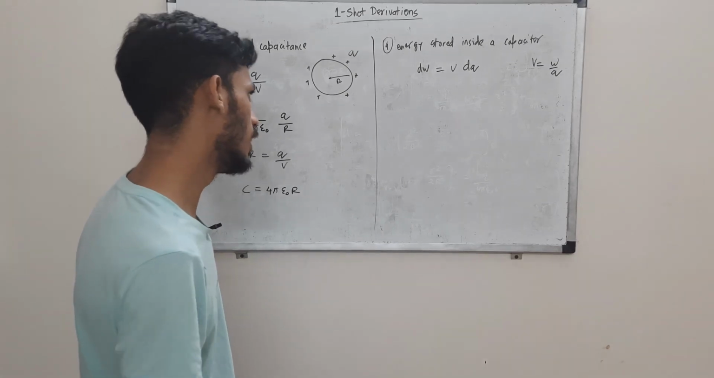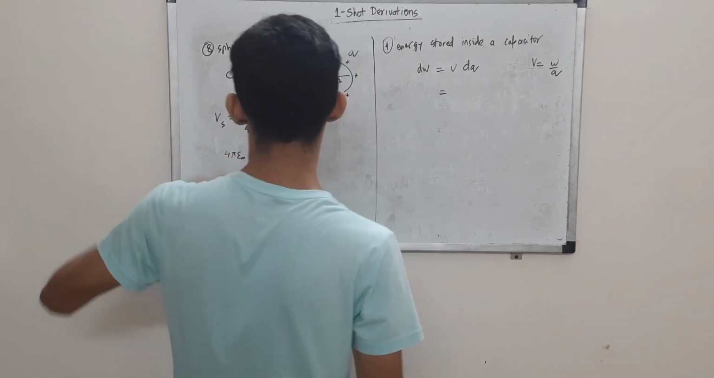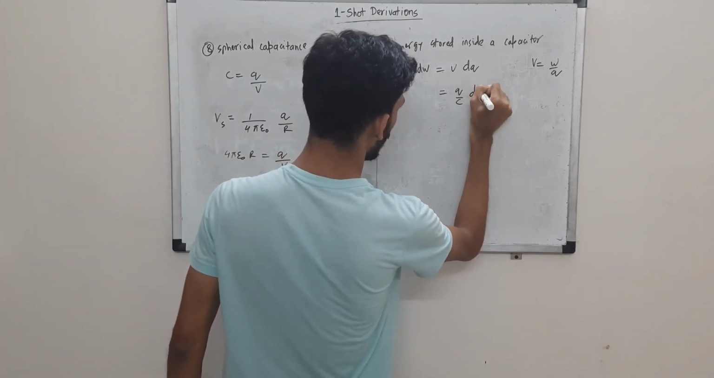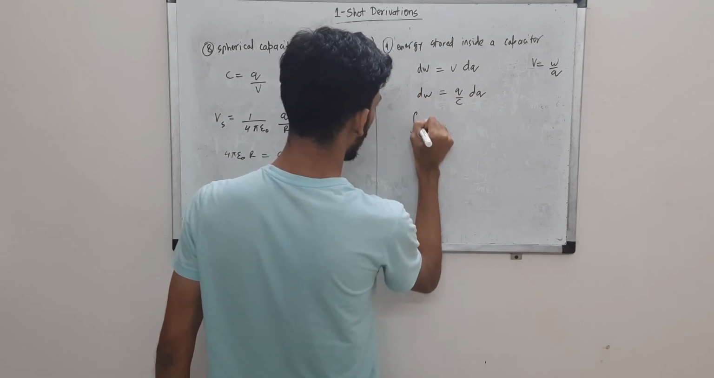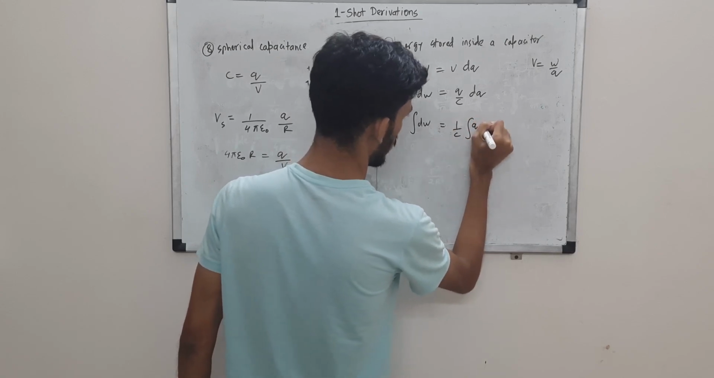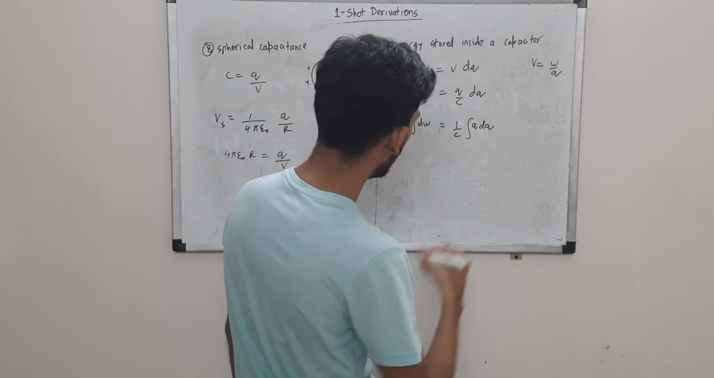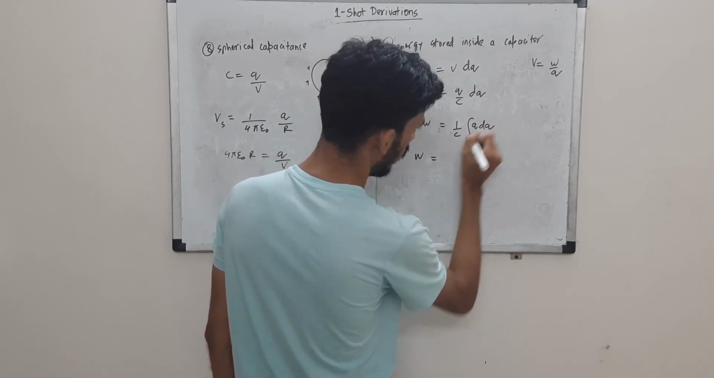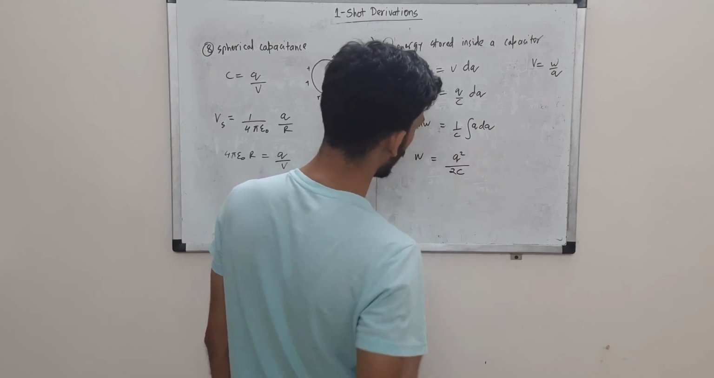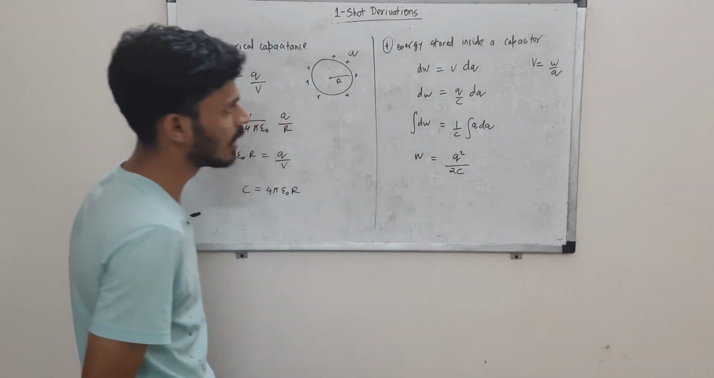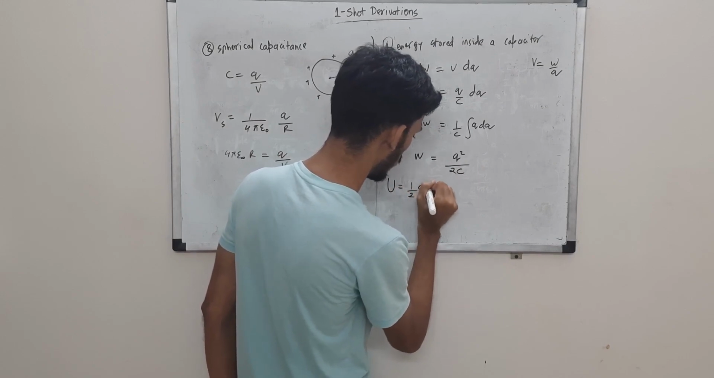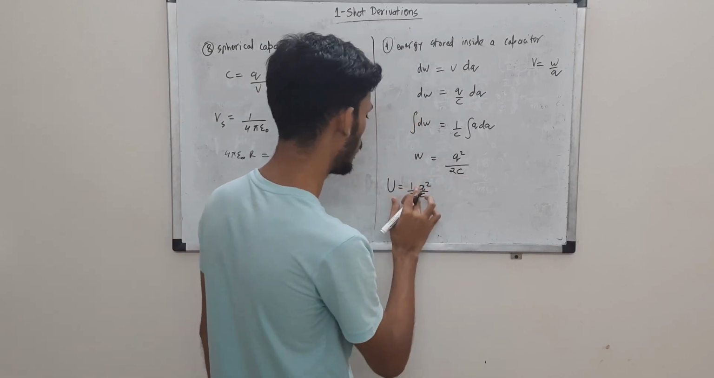Now we'll integrate this. V is given as q by C, so dW is q by C dq. Let us integrate it. 1 by C is constant, since the capacitance of a capacitor is constant. The integration of q with respect to dq will be q square by 2, so we get q square by 2C. This is nothing but the energy stored inside your capacitor. This work is nothing but the potential energy of the capacitor. So half q square by C, you can say.